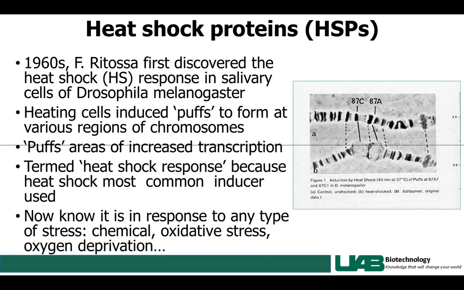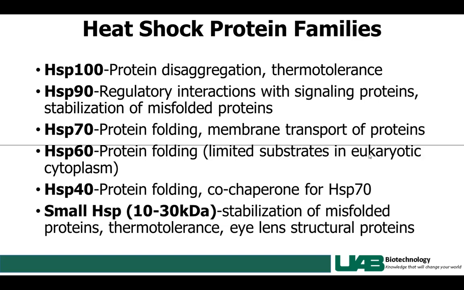Now we understand that if you expose a cell to heat, the expression of some genes is turned on, and the protein products for those genes are expressed at high level when these cells are exposed to high temperature. Okay, it turns out that a whole family of proteins that are expressed in response to heat are called the heat shock proteins.